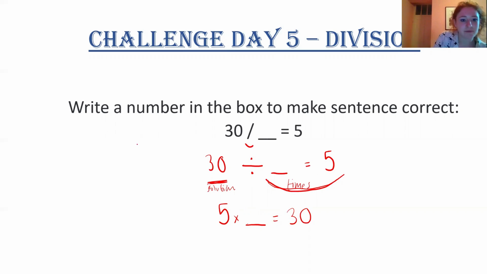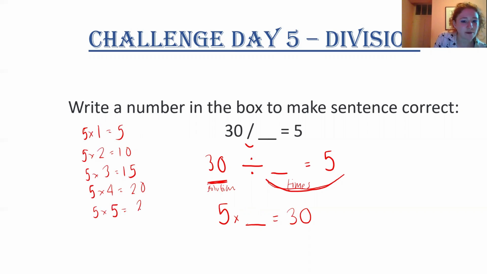Well, let's have a think about it. We can count up in our 5 times table, for example. We know that 5 times 1 is 5. 5 times 2 is 10. 5 times 3 is 15. We're getting close, but not quite. 5 times 4 is 20. 5 times 5 is 25. Oh, we're getting very close now. And 5 times 6 is going to be equal to 30. So we found it. We've got a 6 here. So 5 times 6 equals 30.